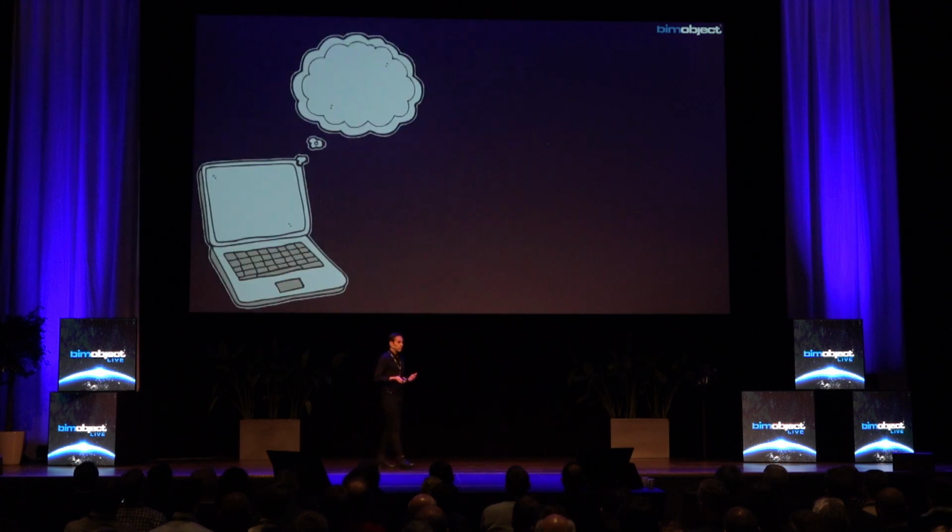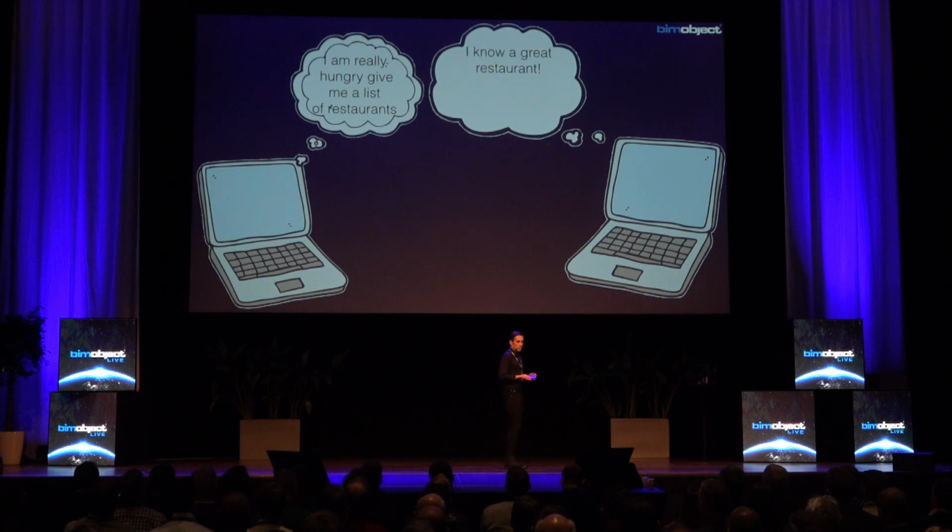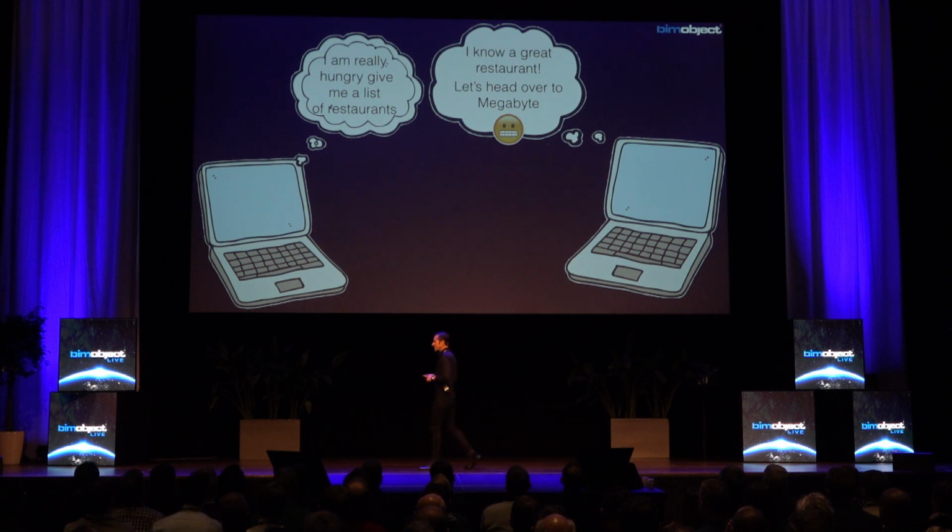So, in its most basic form, an API is when two computers talk to each other, or multiple computers talk to each other. One makes a statement and asks a question: I'm hungry, give me back a list of restaurants. And the other computer answers, I know a great restaurant. Let's head on over to Megabyte. Yeah, a bit corny, but anyway.